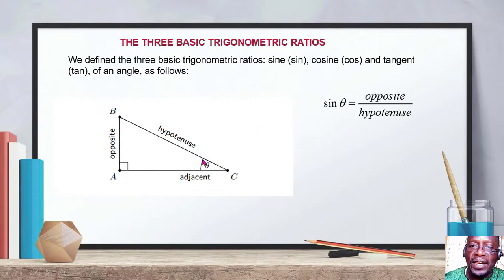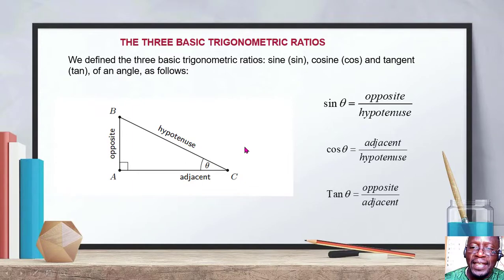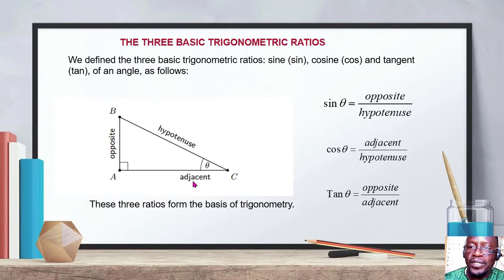The sine of angle theta is the opposite over the hypotenuse. The cosine of angle theta is equal to adjacent over hypotenuse, and the tangent of angle theta is equal to opposite over the adjacent side. These three ratios form the basis of all trigonometry.